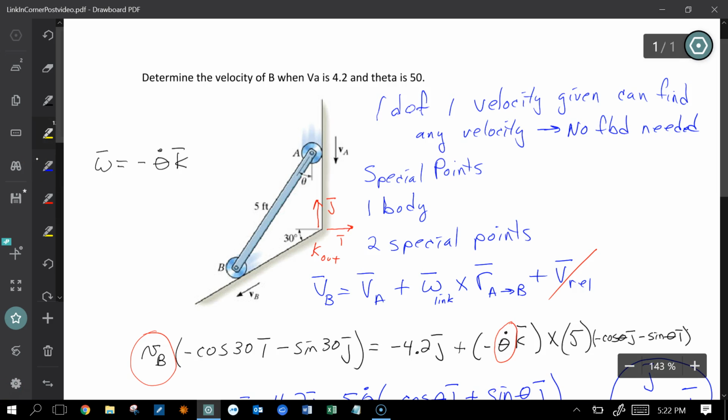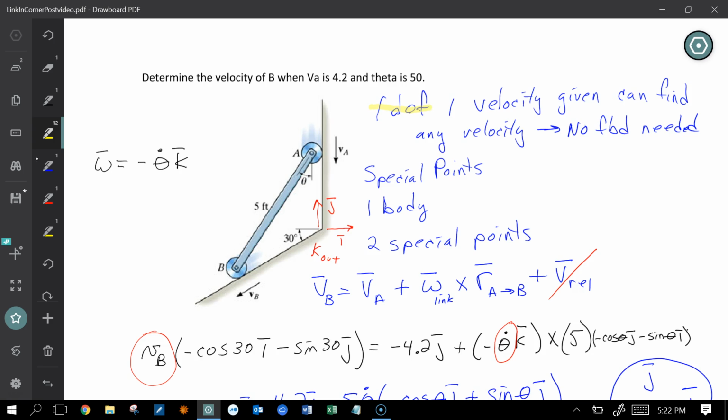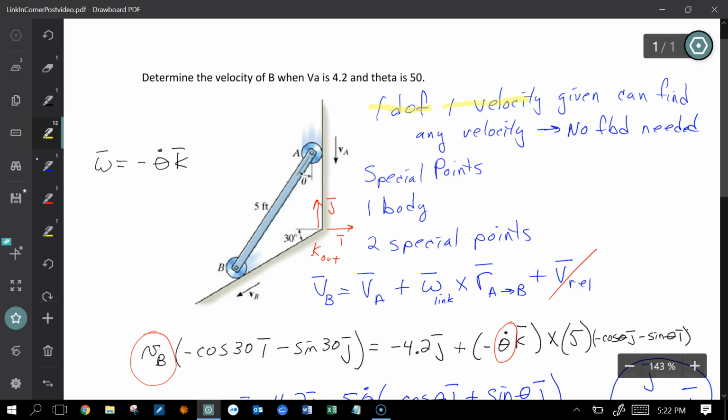So it is 1 degree of freedom. That means if you're given one velocity, you can find any velocities. I am given one velocity, and because it's 1 degree of freedom and one velocity given, that means I can find any velocity I want, and I don't need a free body diagram.